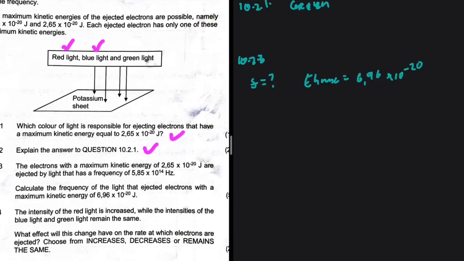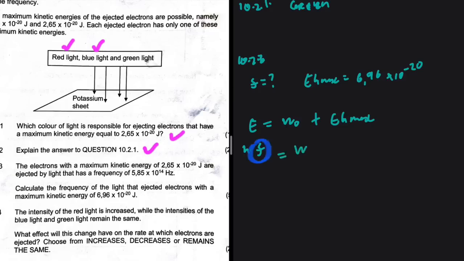So how can we solve this question? Well, we can just say that the energy is equal to the work function plus EK max. And then energy equals Planck's constant multiplied by the frequency, right? Planck's constant, as the name suggests, is a constant. So this will allow us to find the frequency.